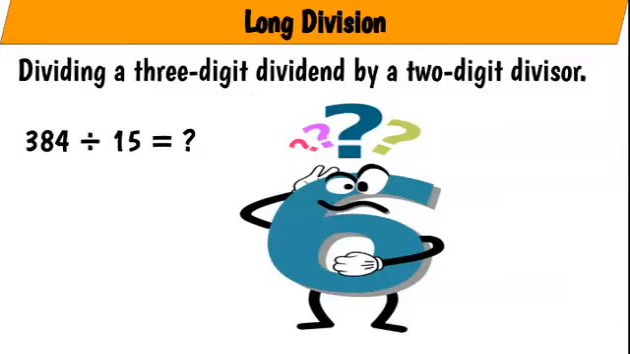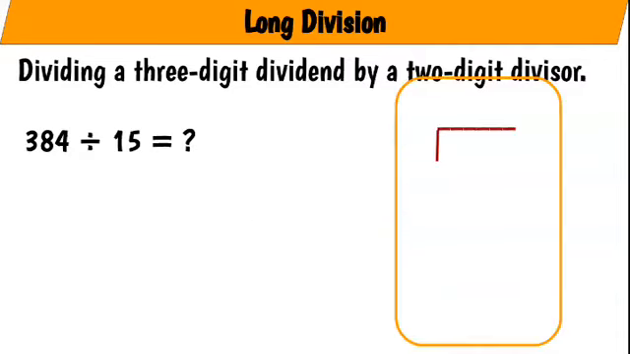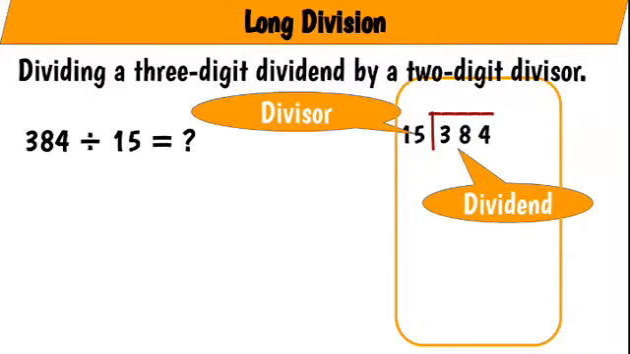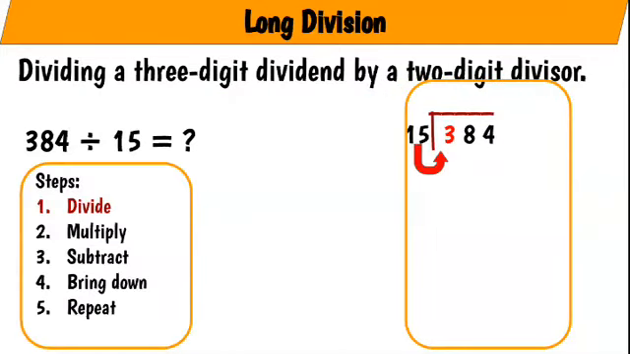So let's move straight on into our problem, which is to divide 384, our dividend, by our divisor 15. So 384 divided by 15. So here we have our working column and our long division symbol. We have our divisor placed on the outside of that long division symbol and our dividend placed inside. So now we can start working. Here we have our steps.